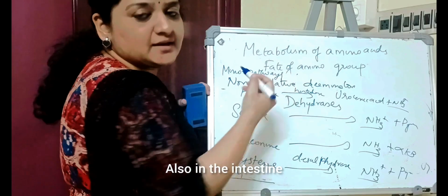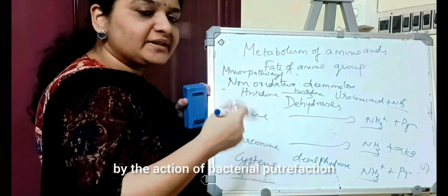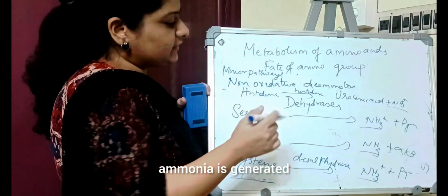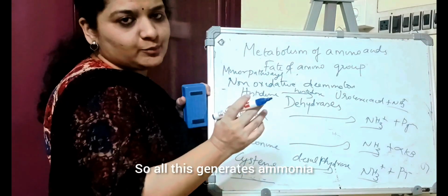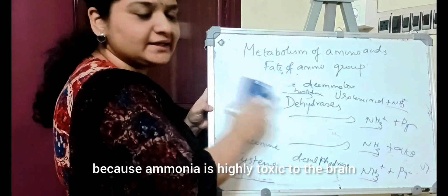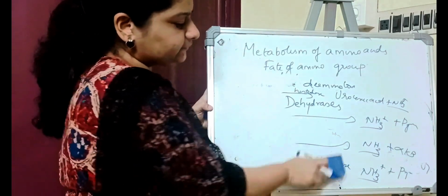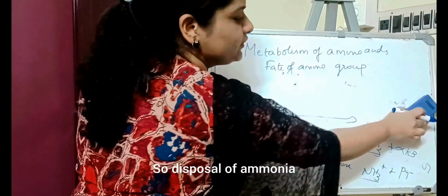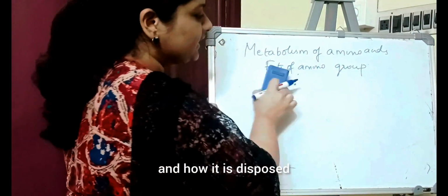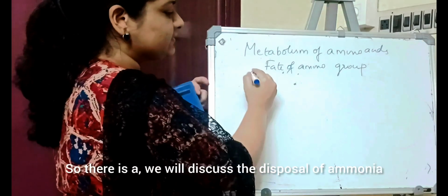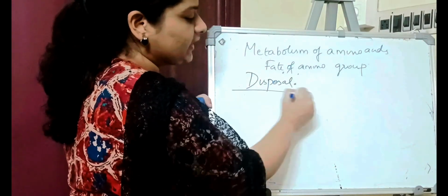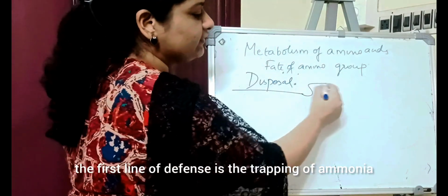Also, in the intestinal gut, ammonia is liberated by the action of bacterial putrefaction. So all these generate ammonia, and we have to dispose of ammonia because ammonia is highly toxic to the brain. So now we will see how this ammonia is generated and how it is disposed of. We will discuss the disposal of ammonia.